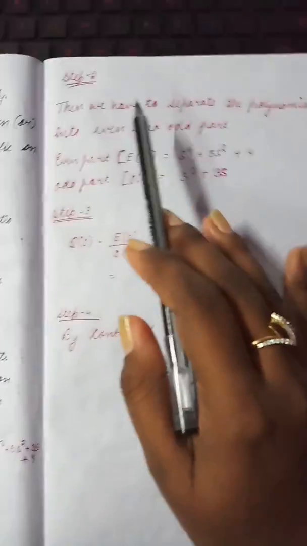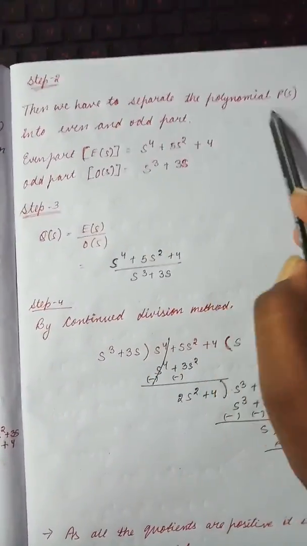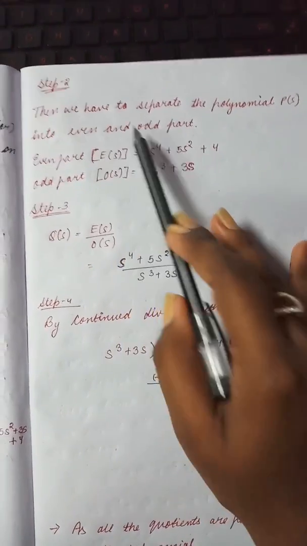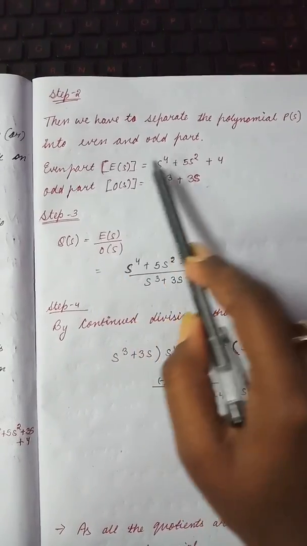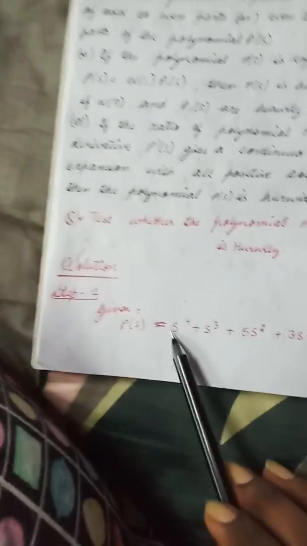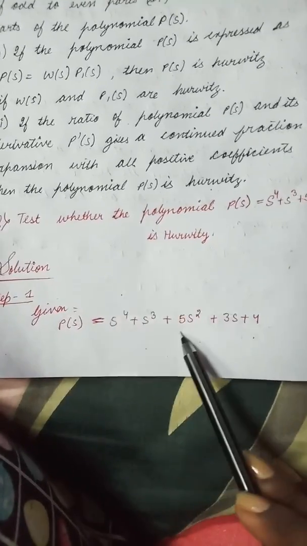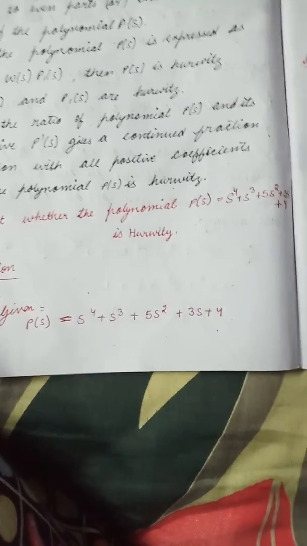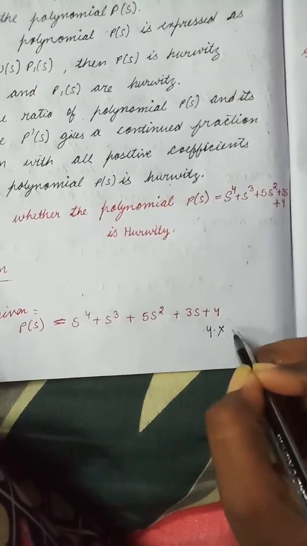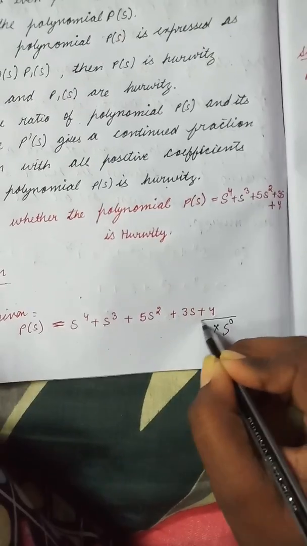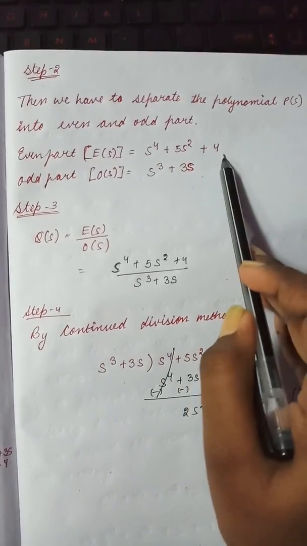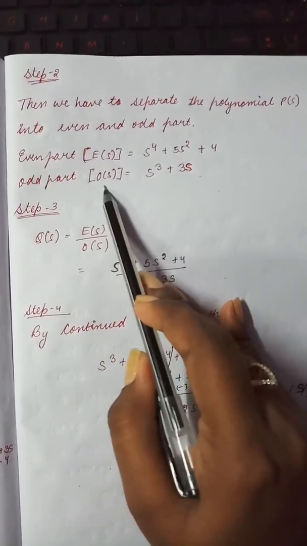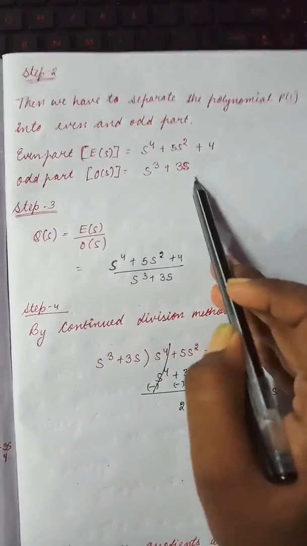Then step 2. We have to separate the polynomial p of s into even and odd parts. Even part is expressed in terms of e of s. Here the even parts are what? s to the power 4, 5s square, and 4, which means 4 into s to the power 0, so we are only writing 4. So even part equal to s to the power 4 plus 5s square plus 4. Odd part is expressed o of s equal to s to the power cube plus 3s.